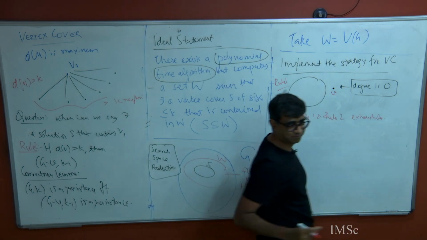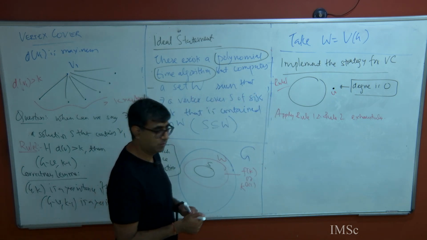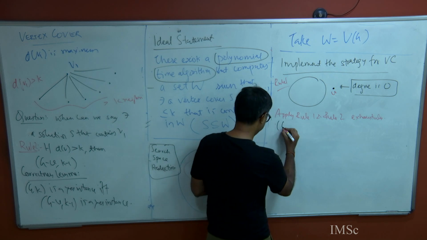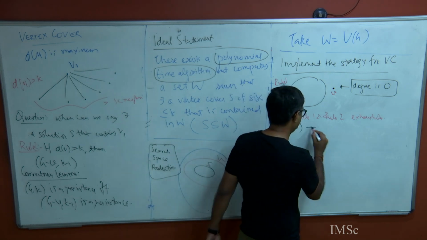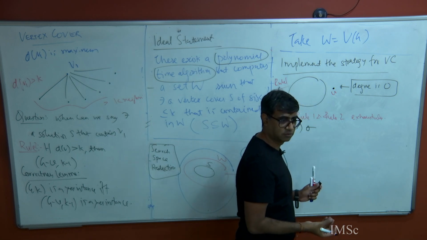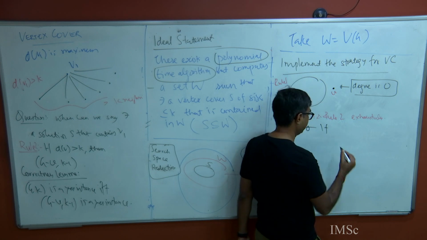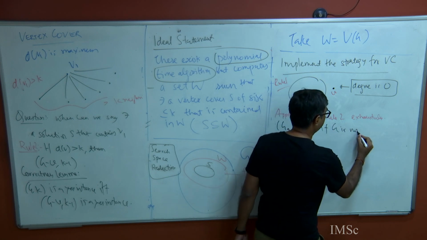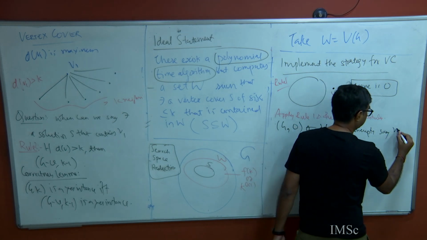We also need some base case. Okay. What are some base cases? Can you tell me some base case? G comma 0 is your base case. Can I say something if I see G comma 0? If G is non-empty, say no instance.